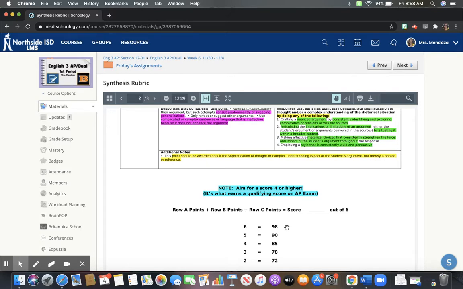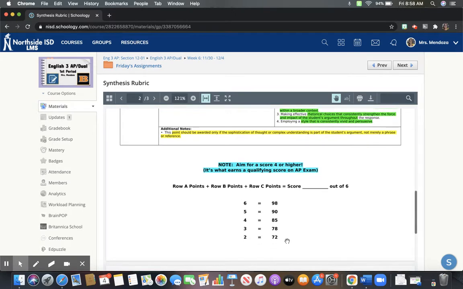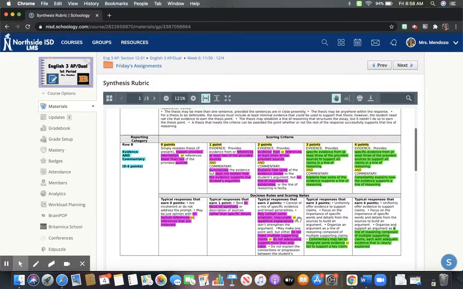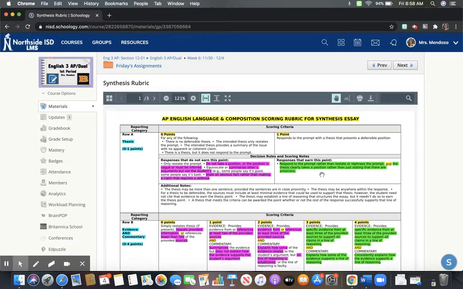And then when you get them scored in our class, this is the scoring guide. So if you score a 6, it's a 98, a 5 is a 90, 4, 85, etc. 3 is not a qualifying score or a 2, but they will still be passing scores in an AP course, especially through all of your essays.